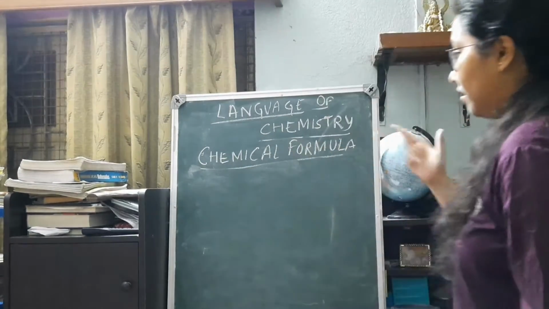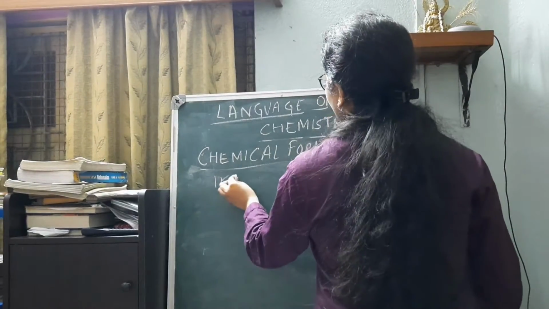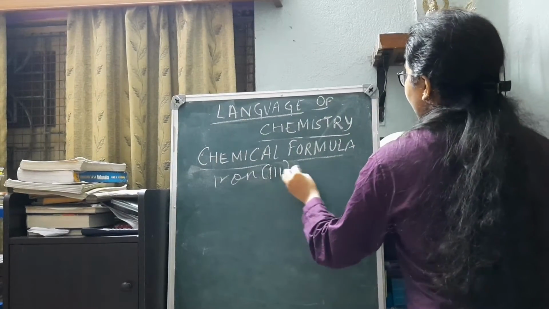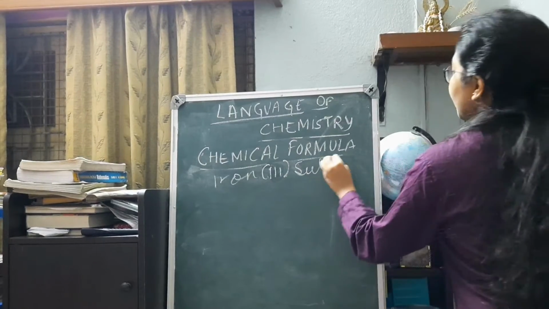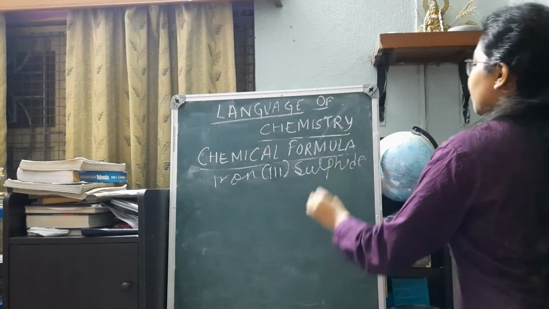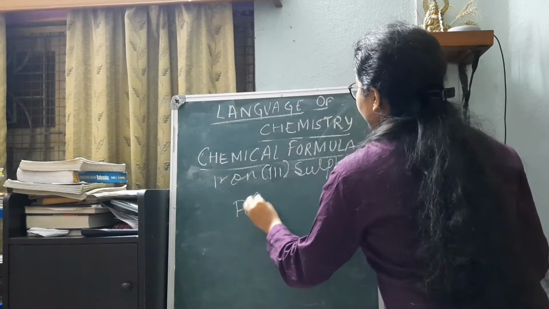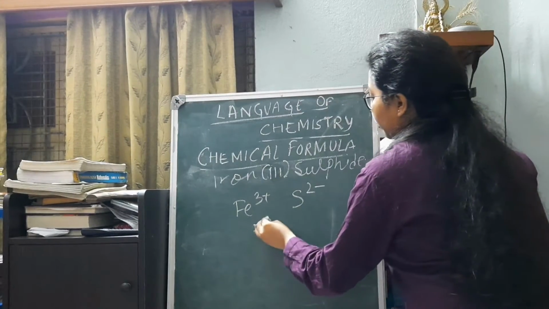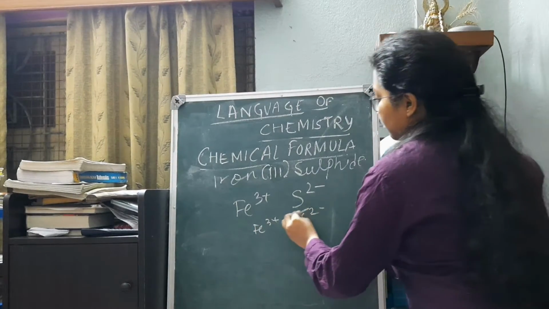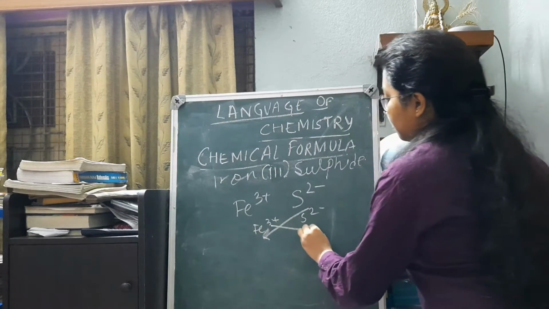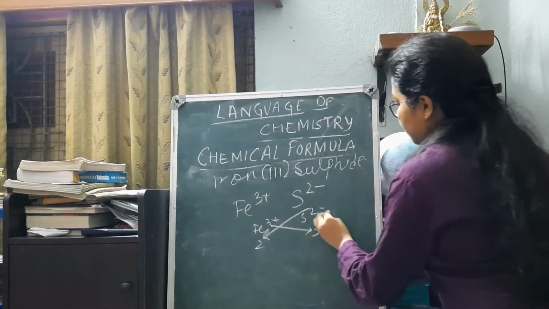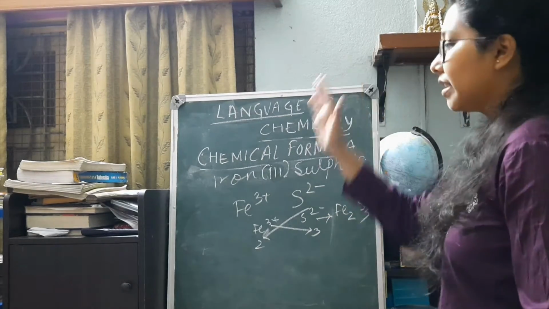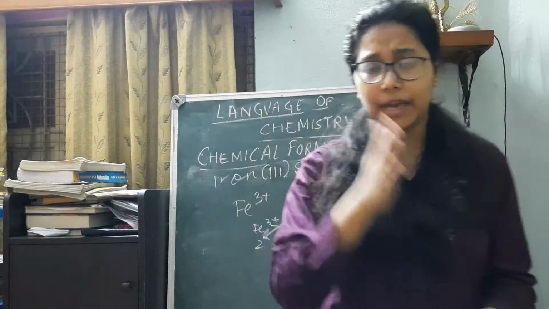Taking the next example, iron sulfide. Write the chemical formula of iron sulfide. More specifically, it has to be mentioned in Roman numerals. Iron(III) sulfide. Iron(III) means we know its charge is +3. Iron Fe3+. Sulfide is S2-. Next step, we show the crisscross. So it becomes Fe2S3.